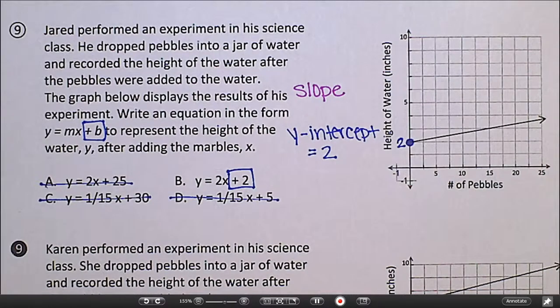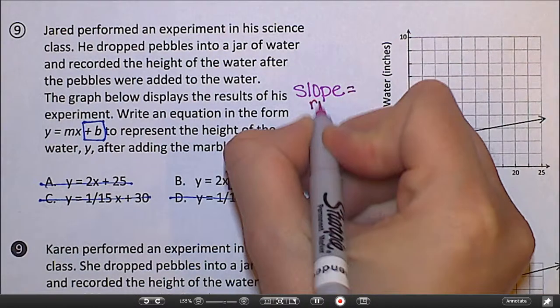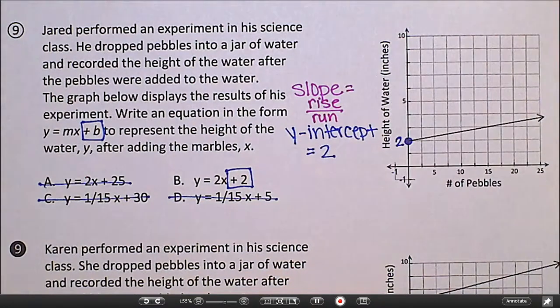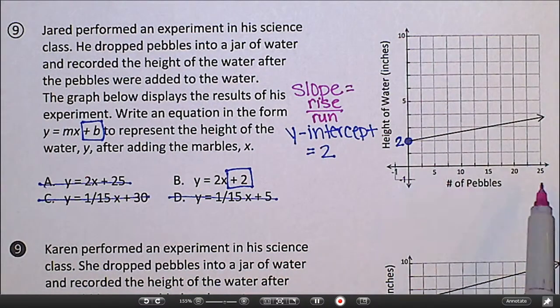So I'm going to find my slope. In the last question, in number 8, we found our slope by taking the change in y over the change in x. Well, another way of writing that is rise over run. Because our rise is our y value, that's how much we're going up or down, and the run is x, how much we're going left or right.